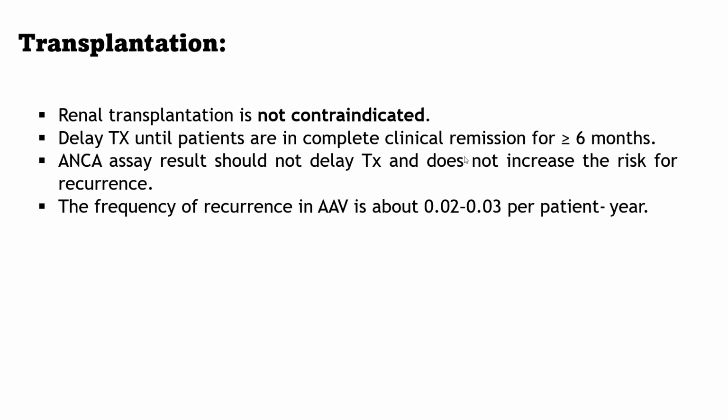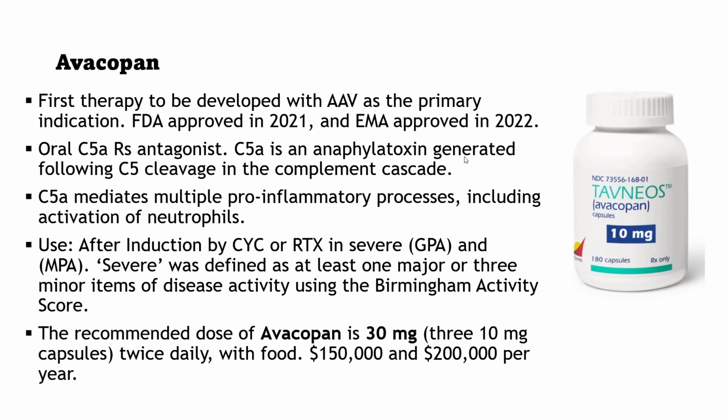If the patient has end-stage kidney disease, he could have renal transplantation. So renal transplantation is not contraindicated. You just delay transplantation until the patient is in complete clinical remission for more than 6 months. But don't depend on the ANCA assay. ANCA assay results should not delay the transplantation. If the ANCA are positive, this does not increase the risk of recurrence, and the frequency of recurrence in ANCA-associated vasculitis is quite low.